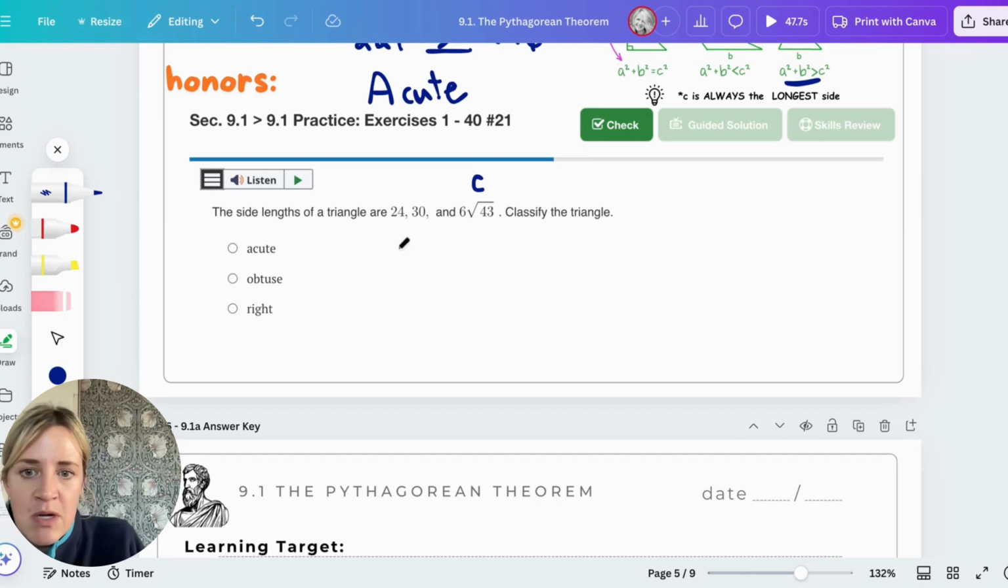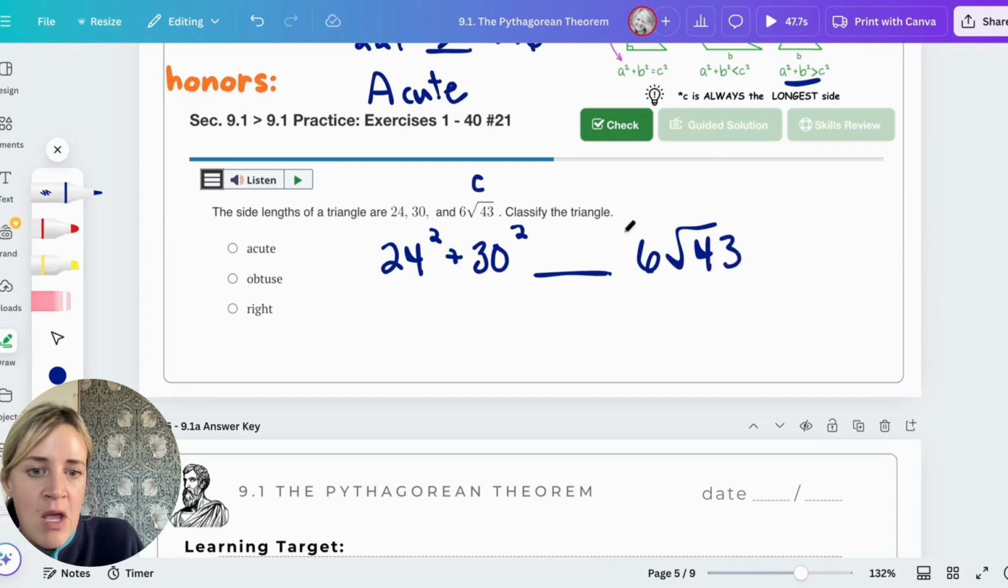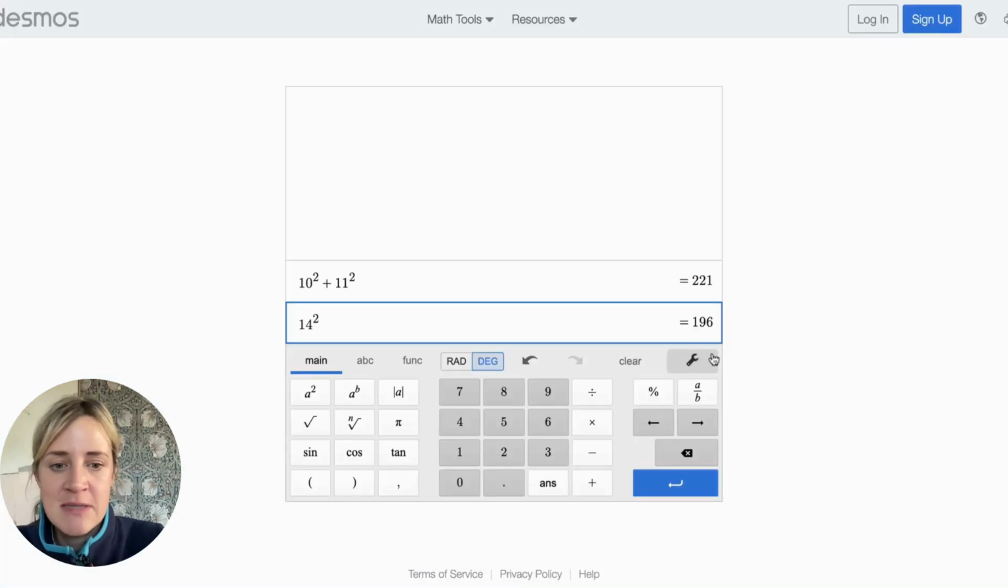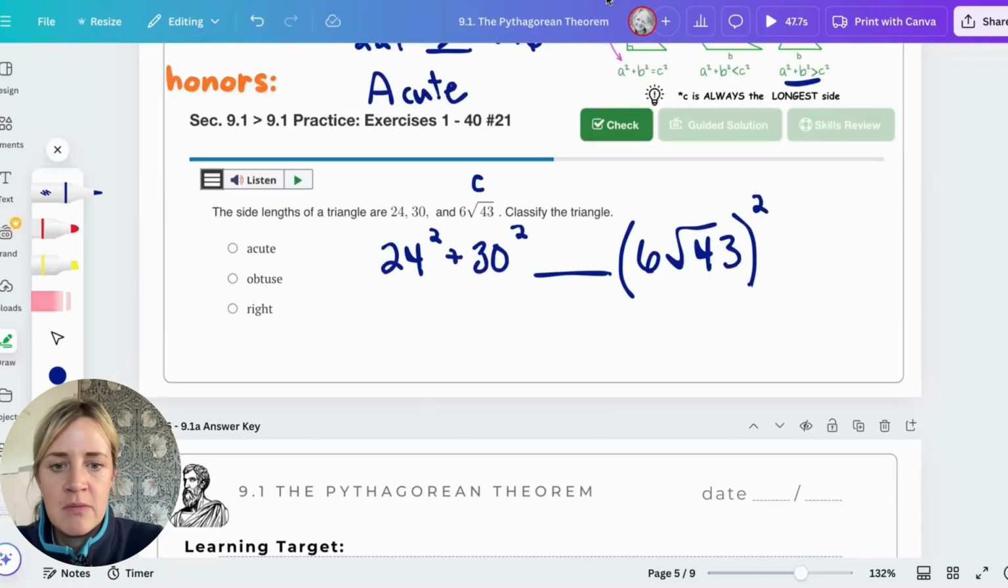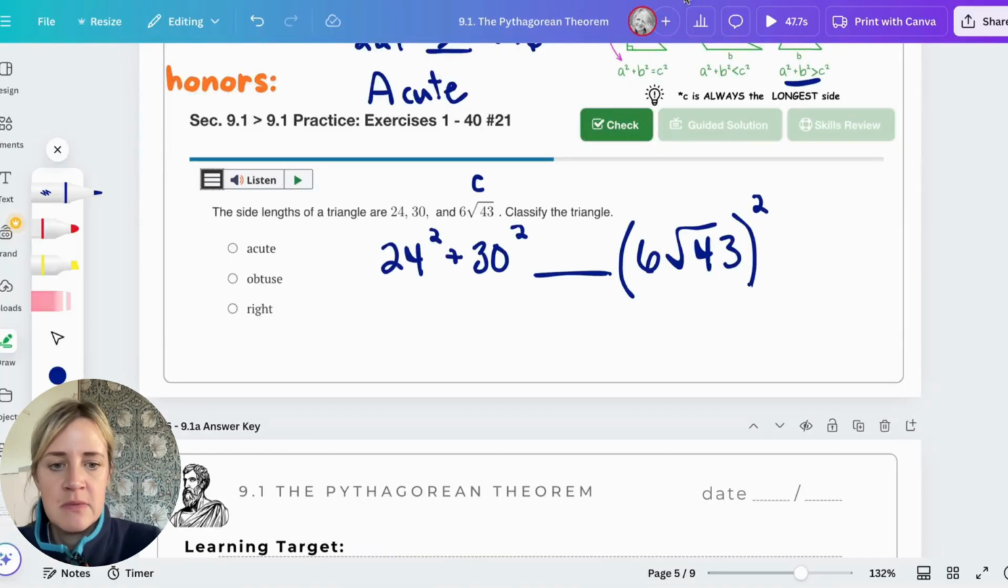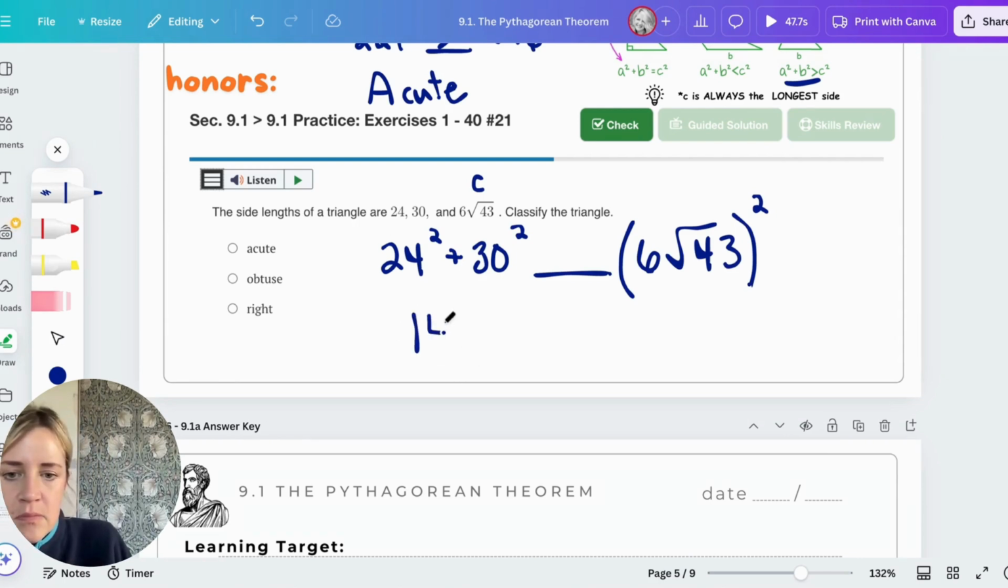So a squared plus b squared doesn't equal c squared. 24 squared plus 30 squared, does it equal 6 root 43 squared? This is the key thing right here. Put that whole thing in parentheses and square the whole thing. So 24 squared plus 30 squared, this is where a calculator comes in really nice. That's 1476. Is that going to equal 6 root 43 squared?